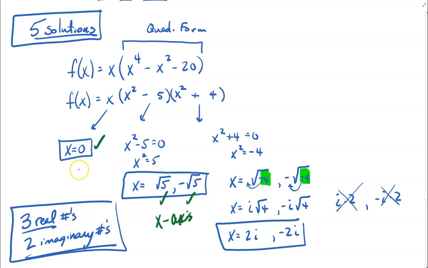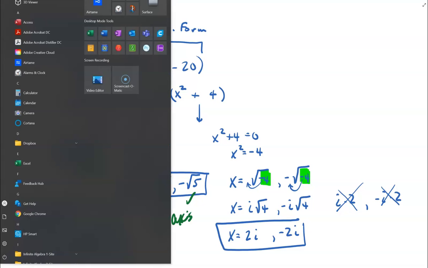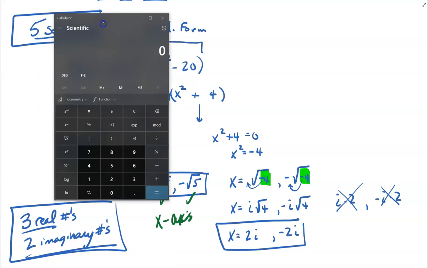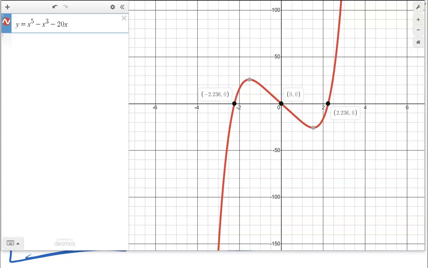And that's the positive square root of 5 and negative square root of 5. And if I pull up a calculator here, the square root of 5 is 2.236, and the negative square root of 5 would be negative 2.236. So these coordinates over here directly coincide with the positive and negative square root of 5.